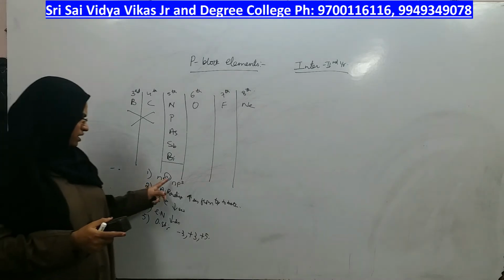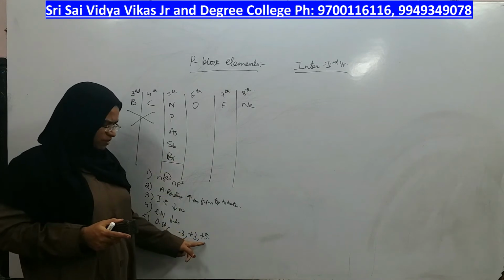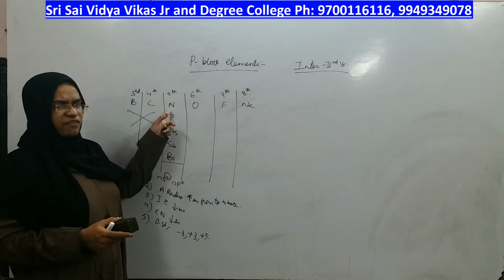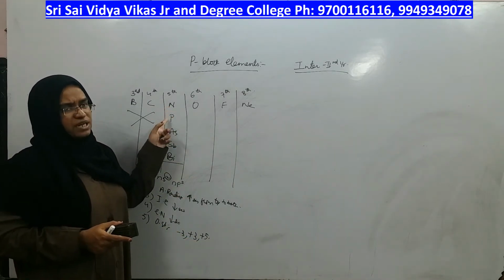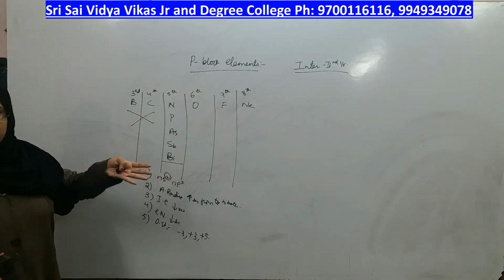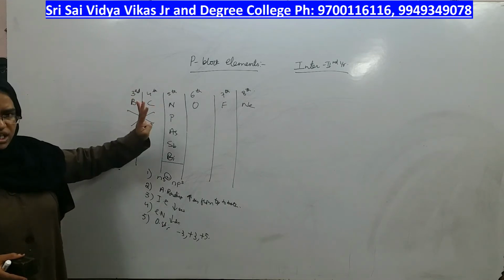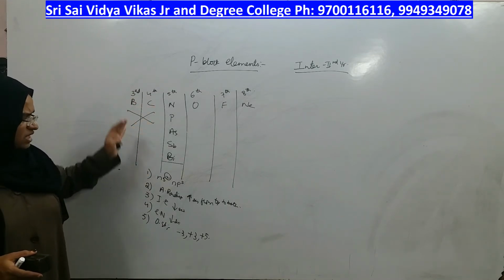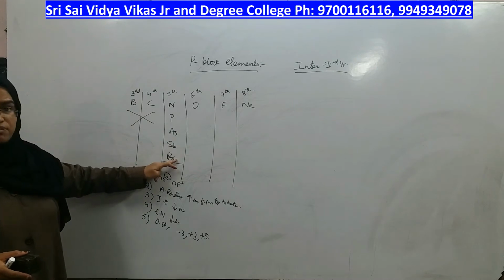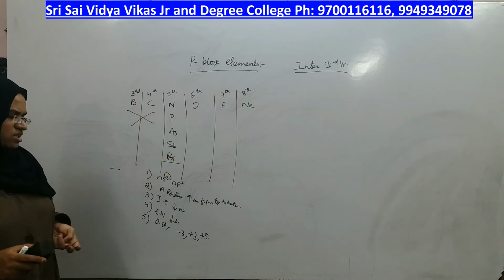If they cannot be removed easily for bottom elements, that means bottom elements cannot show +5. Top elements don't have that much inert pair effect, so top elements can lose 5 electrons. Bottom elements cannot lose 5 electrons. Therefore, for -3 only nitrogen, for +3 bottom elements are preferred, and for +5 top elements are preferred. These are the oxidation states.